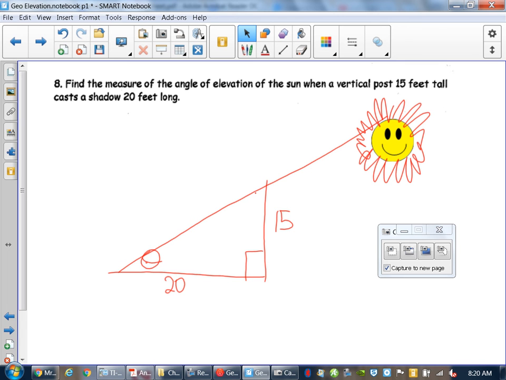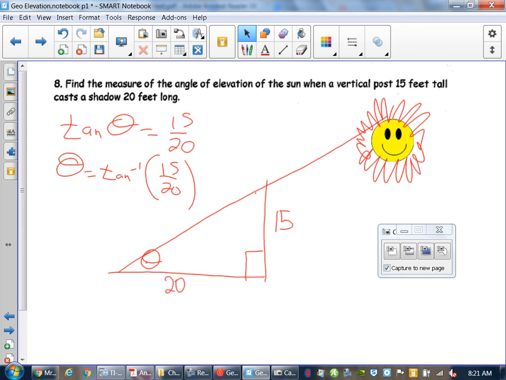And this one you're going to use tangent. So, tangent theta, and then again, as we're going to solve for theta, how do you undo tangent? You inverse. And that's going to give you your angle. Okay? 36.8, 36.87.